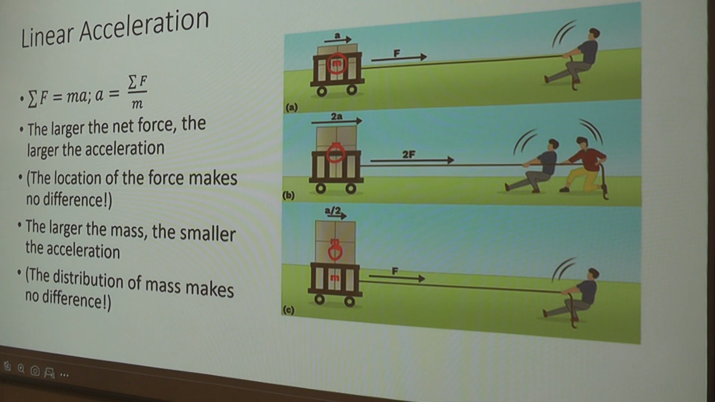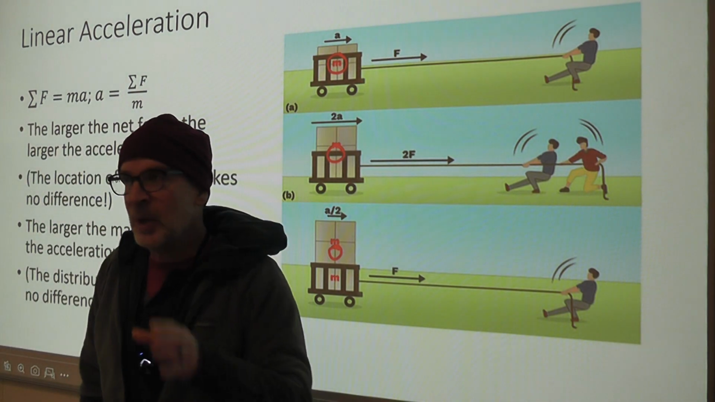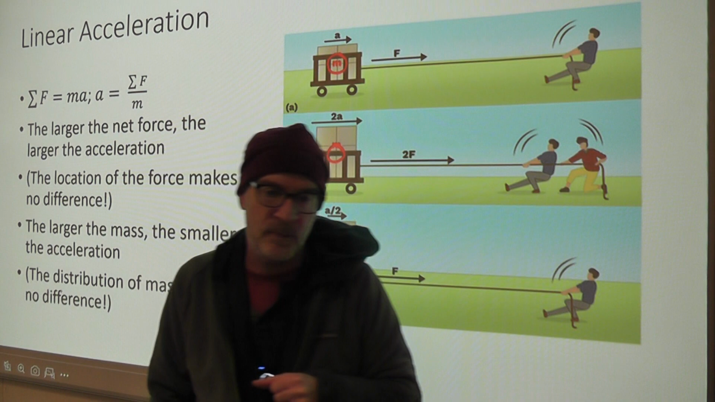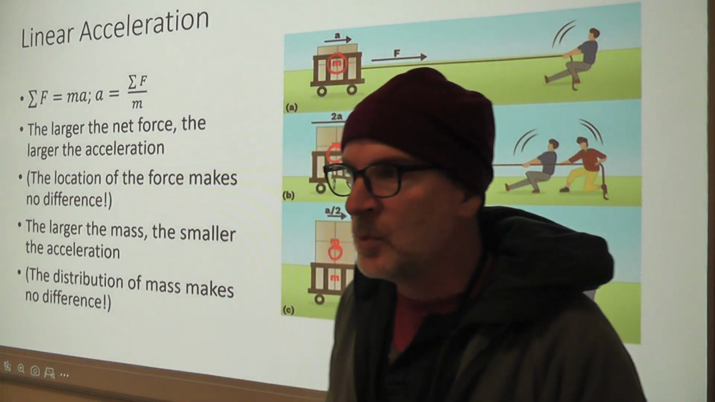So if you were to put me on a wagon and pull the wagon, I could put my arms and legs out, or I could pull them in, and it wouldn't make any difference to the force that you would need to apply to get me to accelerate at a certain rate. And again, it's not entirely true, but it's so close to being true that we act as if it is true. With rotation, it's really different.